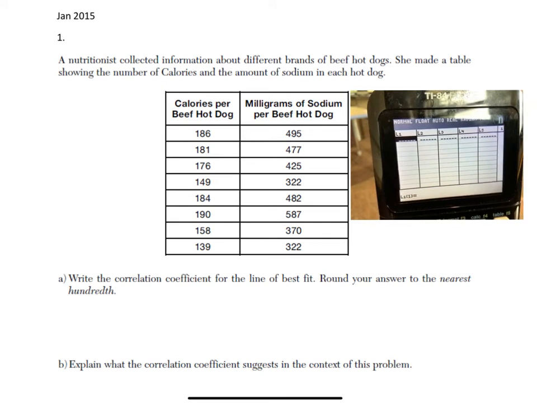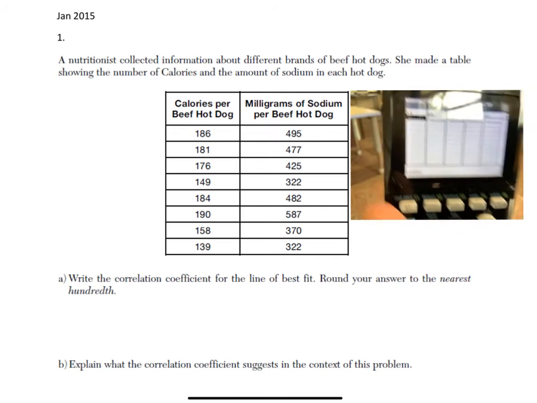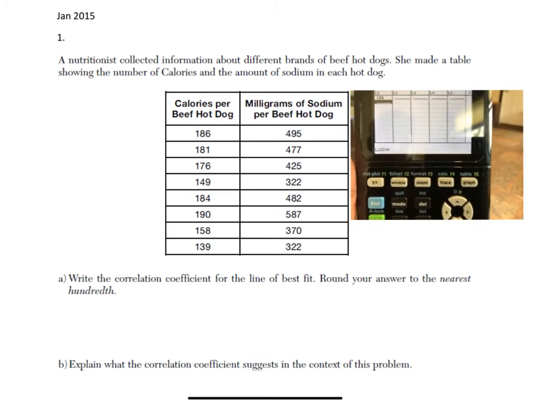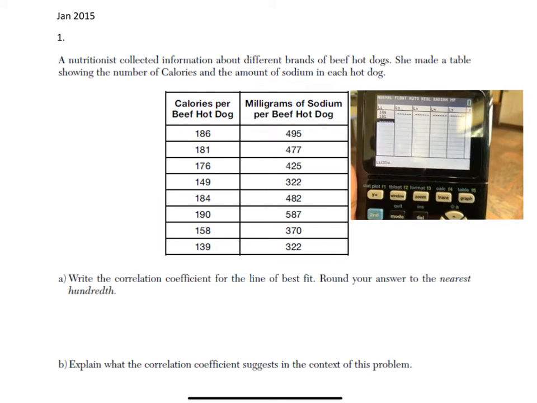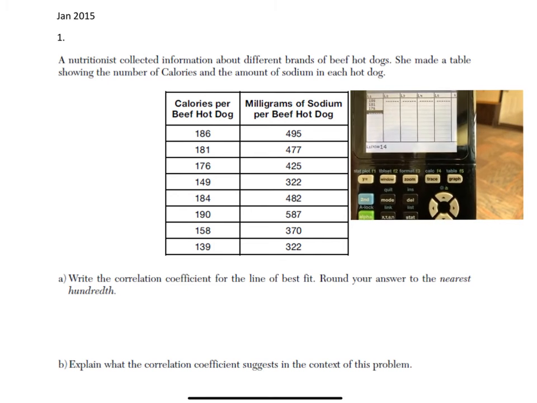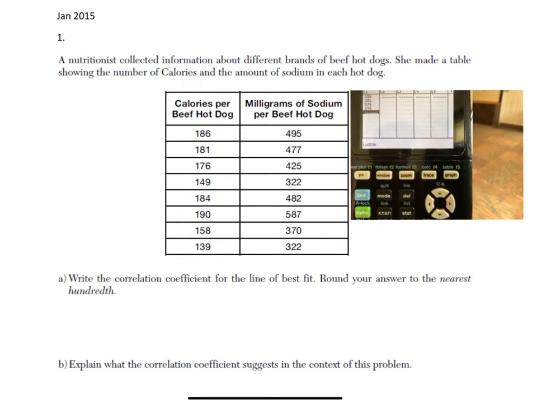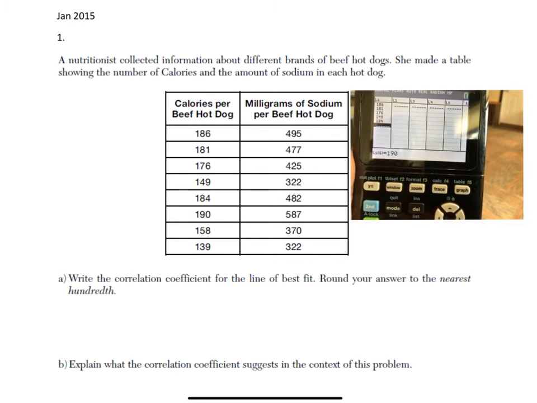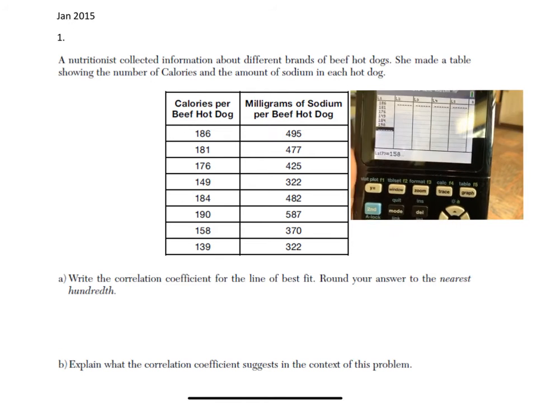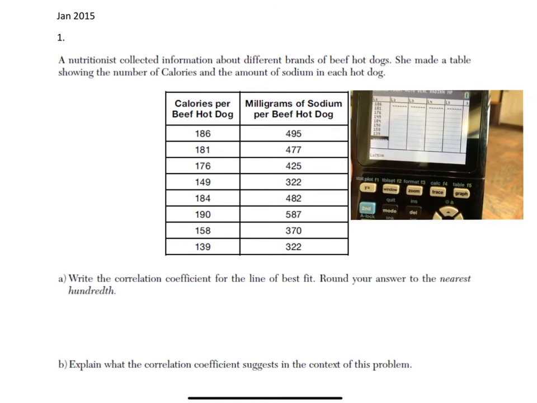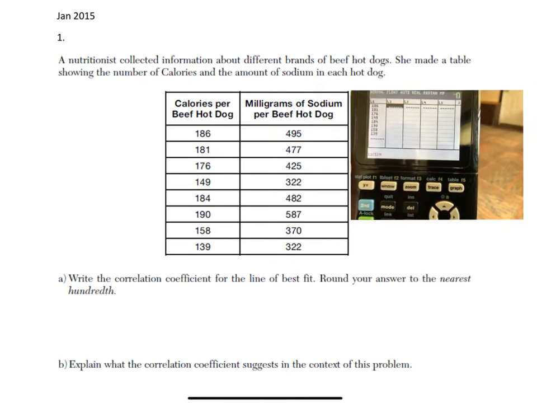table to insert. So I'm going to put in all the values. I'm already at stat after doing diagnostic on. So let's put in the values. 186, 181, 176, 149, 184, 190, 158, 139. And then we go to the other side and we put in everything.